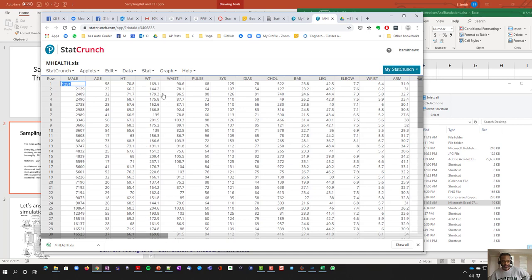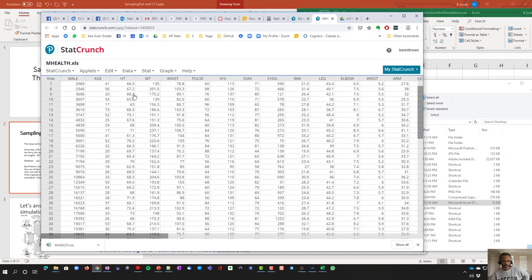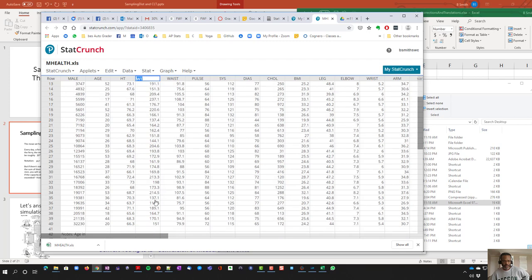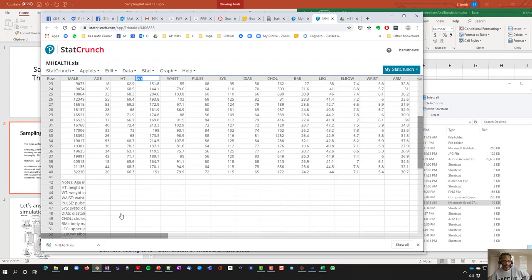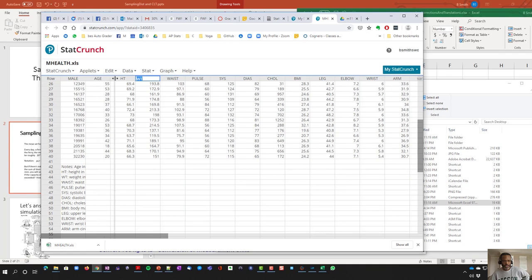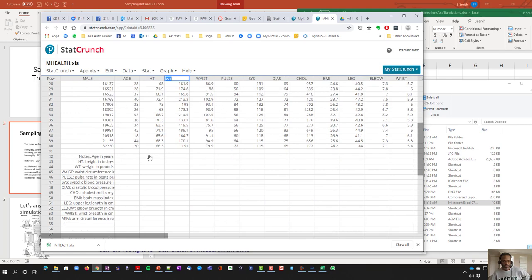So now that I have this data, I have the identifiers for the men. I have the age, the height, the weight, and the waist. What I want to do is look at, we're going to focus on the weight of these men. Notice at the bottom here, we have some other information that helps us understand what these numbers represent. It says the age is in years, the height is in inches, the weight is in pounds, and so forth. And we also have pulse rate and so forth.